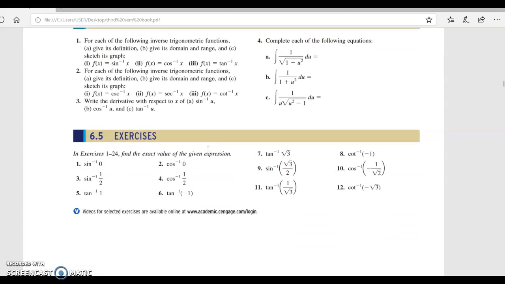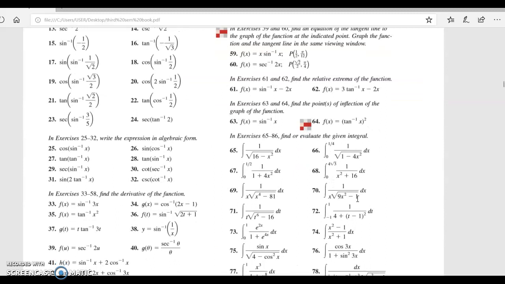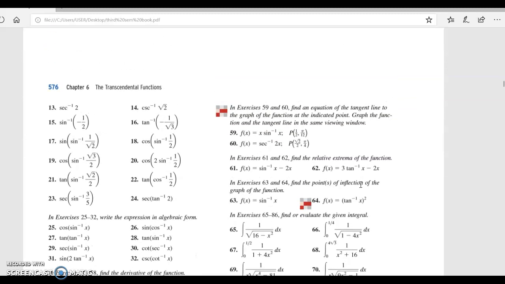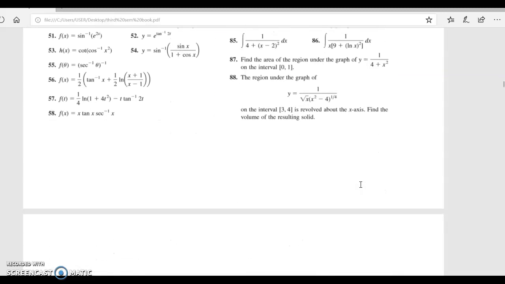Look at these questions, the exercises, and find these results also. Do these questions.